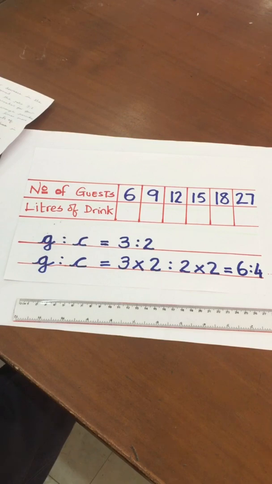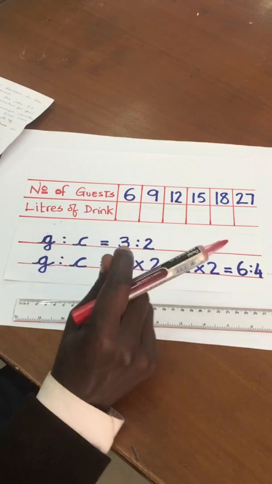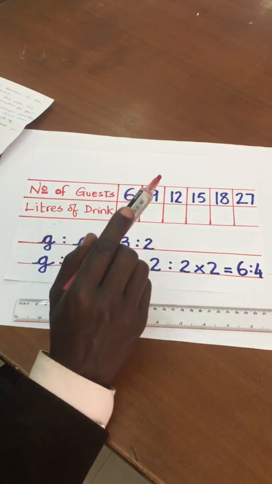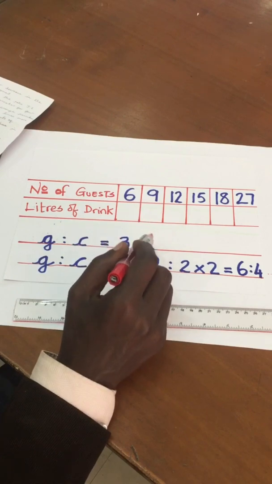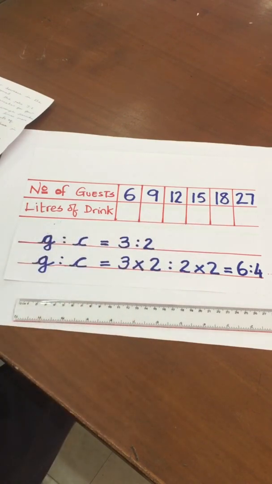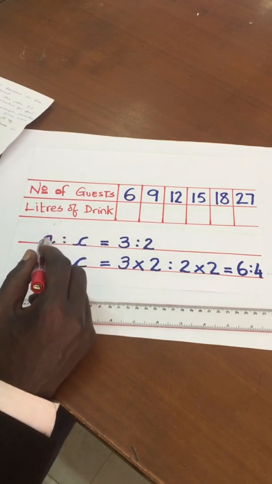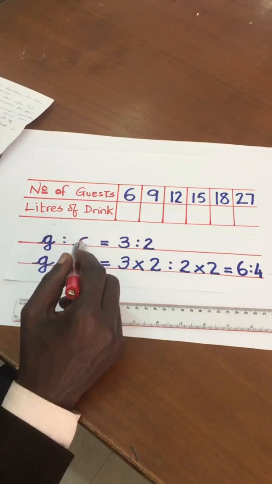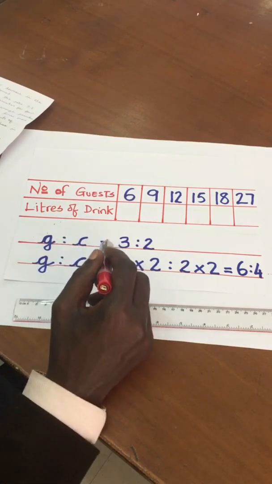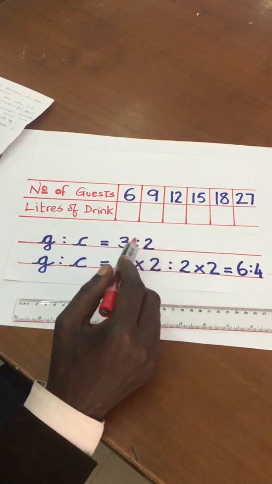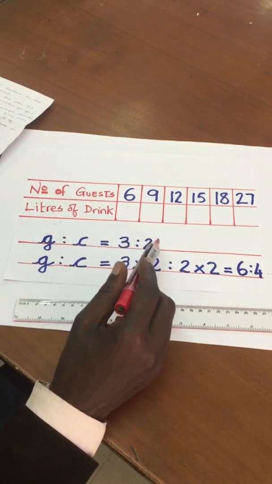Now we need to have a working ratio. We are told that for every 3 guests, Mirupi has to buy 2 cold drinks. So if we take number of guests to be G and liters of cold drink to be C, then this equals 3 to 2. 3 to 2 is therefore our working ratio.